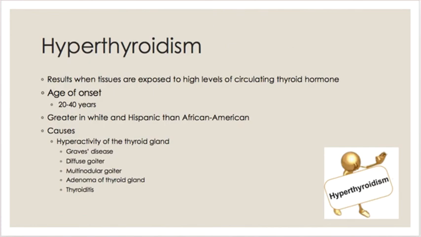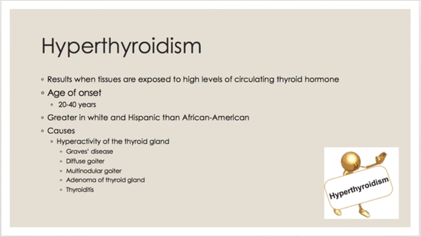This is going to bring us to hyperthyroidism. Hyperthyroidism results when tissues are exposed to high levels of circulating thyroid hormone. Age of onset is usually between 20 to 40 years. It is greater in white and Hispanics than African Americans.